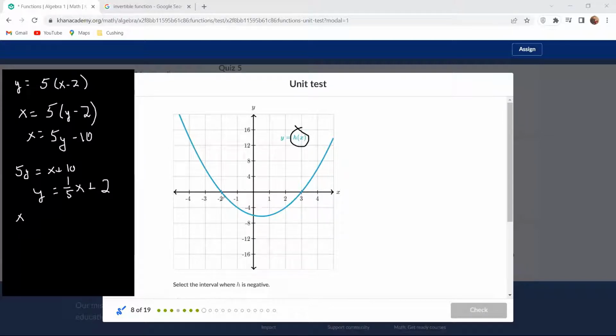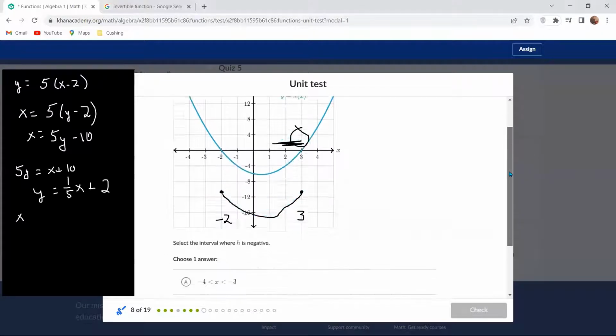So where is it negative? The output is h of x, which is y. Y is h of x. It literally tells you that right here. Where is y negative? Well, right here it crosses into the negative, and then it stays negative for this entire interval, this span of x. So it's from -2 to +3.